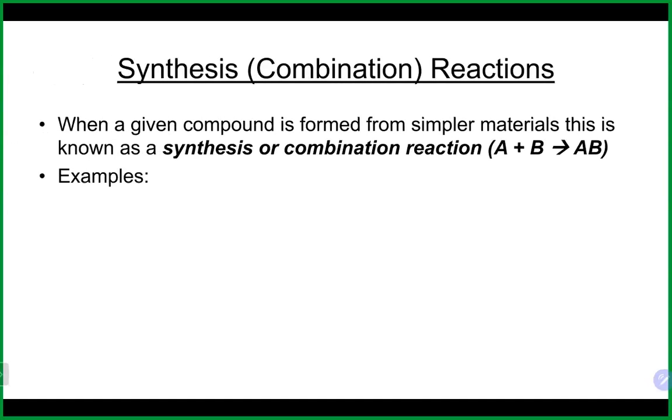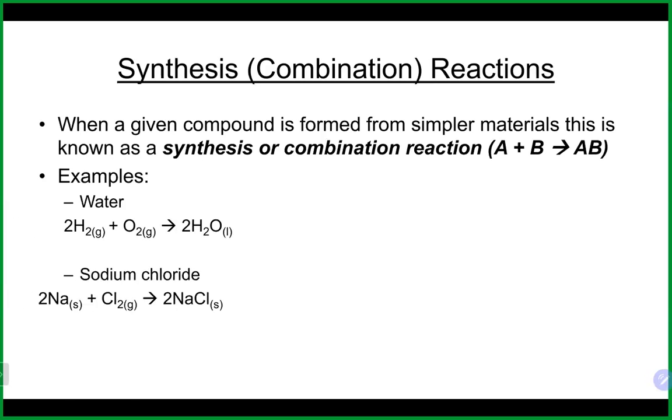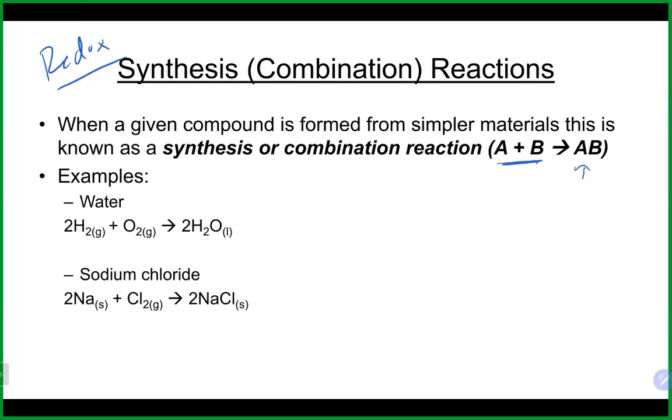The first one is a synthesis or combination reaction. A synthesis or combination reaction is basically you take two things and make one thing, hence the name combination. This is a redox reaction overall, so it does fall under the redox umbrella, but a more specific classification of it is a synthesis or combination reaction. So that is two things that make one thing. That is also a synthesis or combination reaction. Both of these are also redox reactions.